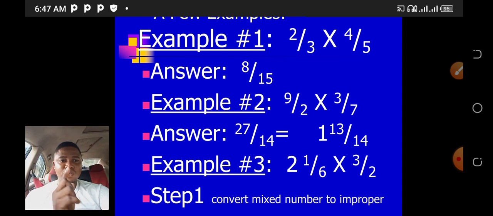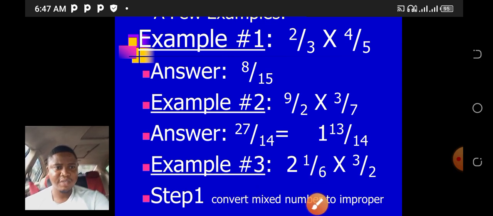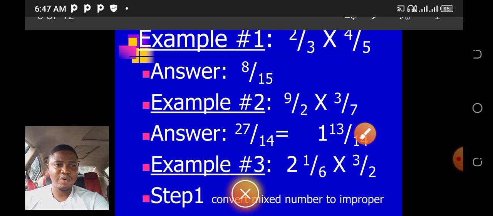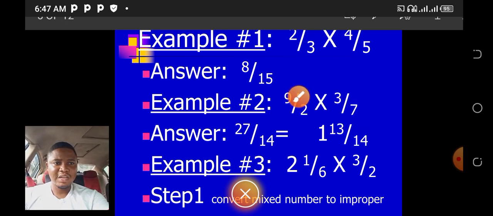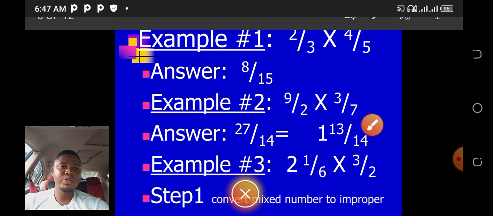Improper fraction. So 27 over 14. So we have to convert to a mixed number. How many 14 can we see in 27? That's just 1. As you can see written there. Then remainder what? 13 over 14. I hope it's clear. So we have done 9 times 3 gives us 27. 2 times 7 gives us 14.